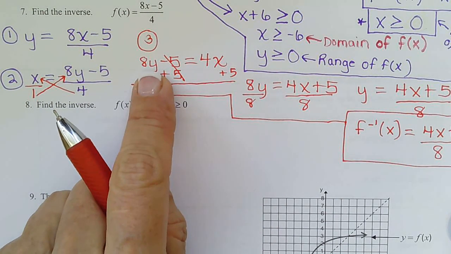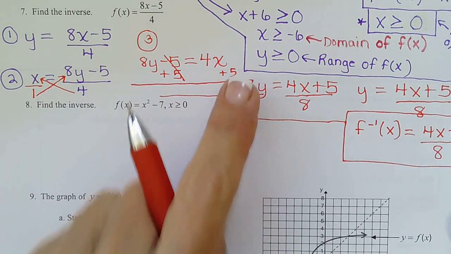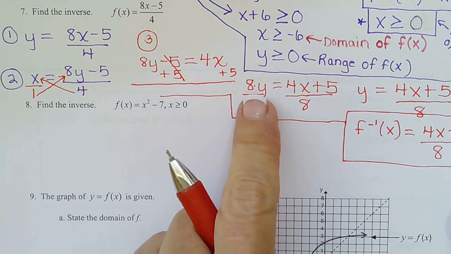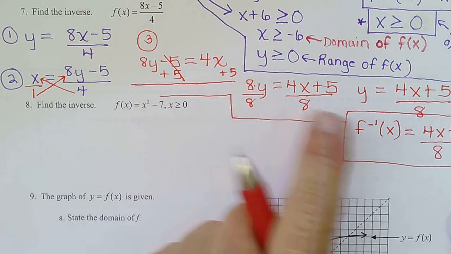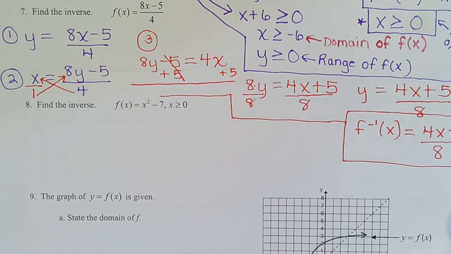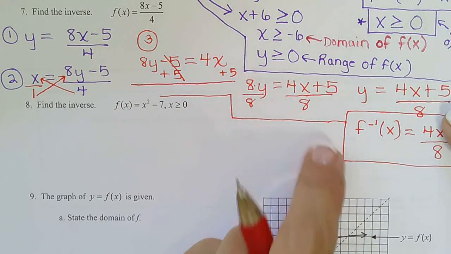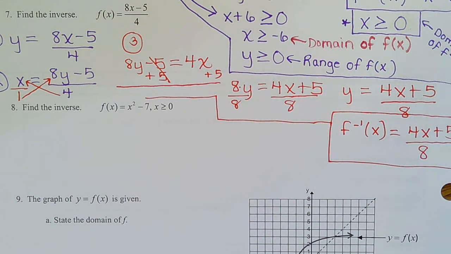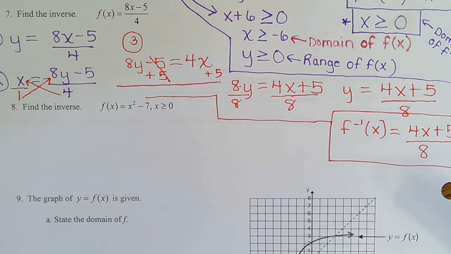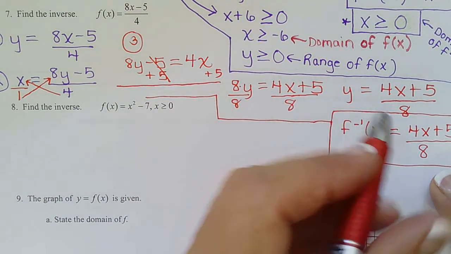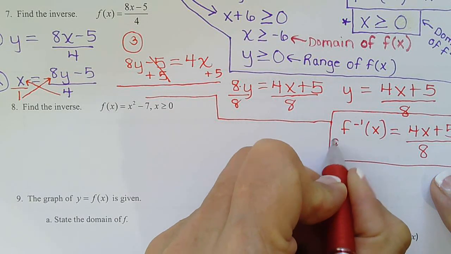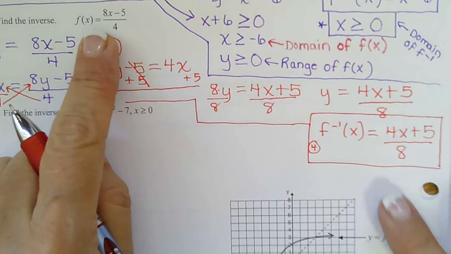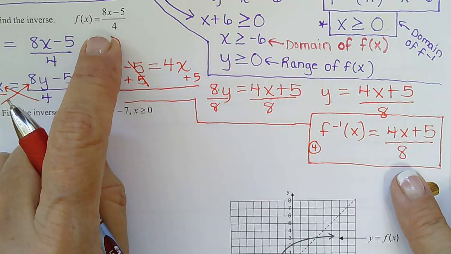Step 3 is get y alone. So I did the opposite to move the 5 over, and then I did the opposite to move the 8 over. So the opposite of subtraction is addition. The opposite of multiplication is division. So I end up with y equals 4x plus 5 over 8, and I don't need to divide them or anything. Once you get y alone, you're done. So then step 4 is replace y with f inverse of x to show the reader that you've just found the inverse of the original function.